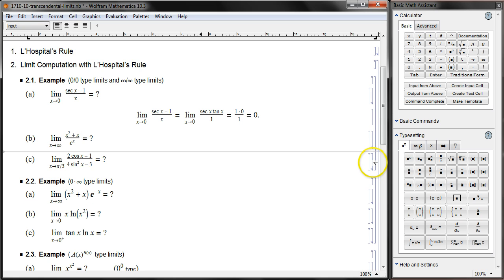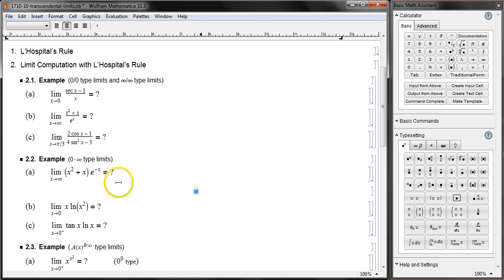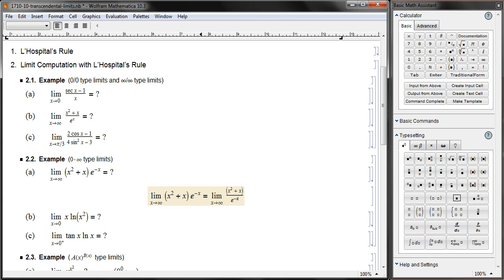Okay, how about some other problem here? We have some 0 times infinity type limit. Okay, alright. L'Hopital's rule always works for a fraction, so you'll have to change it into a fraction. And the very first problem here is really straightforward. There's nothing even to think. This is equal to this divided by the exponential function.